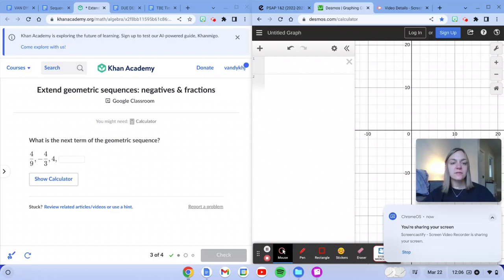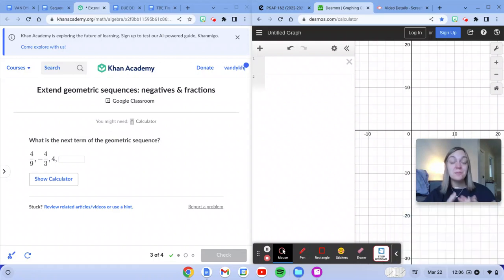This next activity is going to be geometric sequences once again, but now we're dealing with negatives and fractions, making it a little bit more difficult. So the pattern might not be as obvious here, which is why we're going to use Desmos.